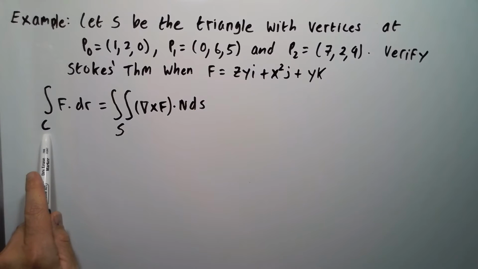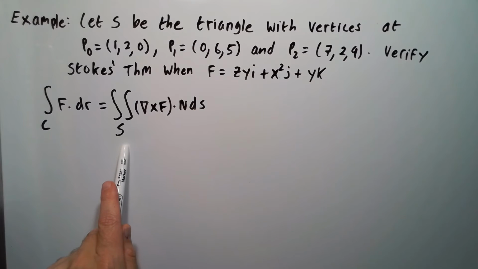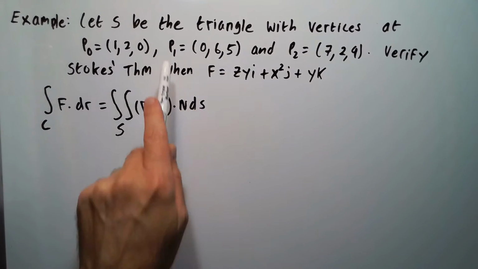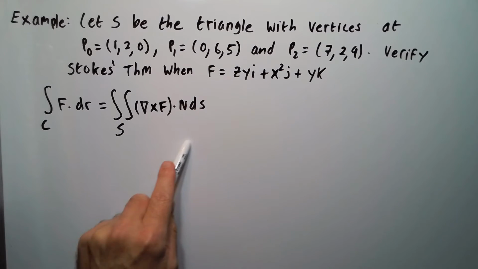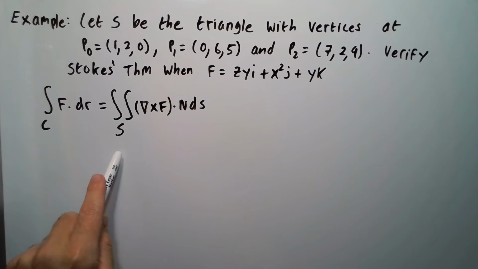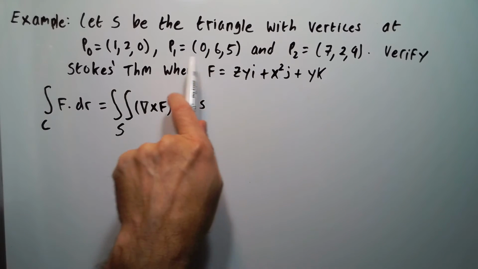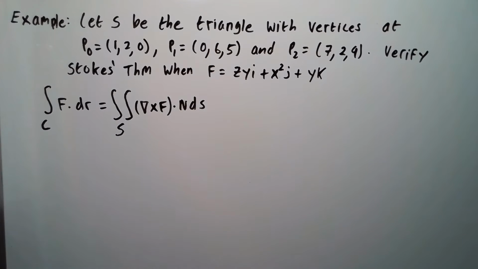So C is the boundary of S, and S here would be our triangular region. We're going to show this side of Stokes' theorem first, so we're going to do the double integral side. Okay, so let me graph the triangular region here.